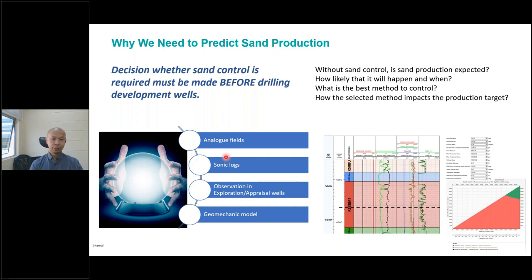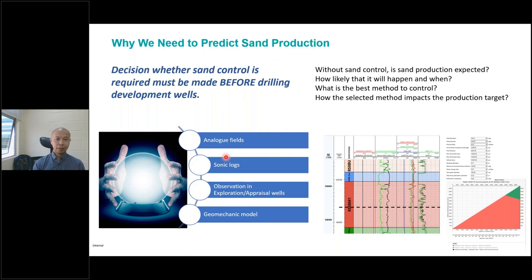we can also observe any findings during the exploration and appraisal wells. Maybe not so much in exploration, but more in appraisal, because in an appraisal well we often test the well. During this well test, we can see whether we are producing sand, or maybe we can deliberately test the well to explore the limit at which point this appraisal well will produce sand.